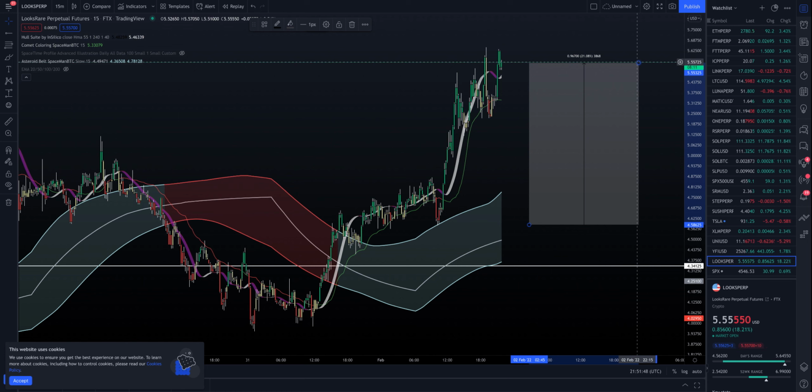20K, 3x leverage, 20%. That is 12 grand profit. That is how you make money in crypto trading. Getting these entries, using indicators like this to help you spot them, and holding it for those swing moves. So hopefully this was helpful.